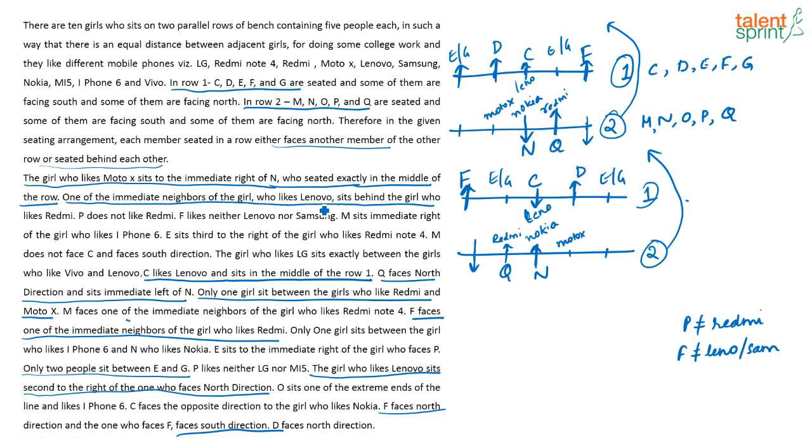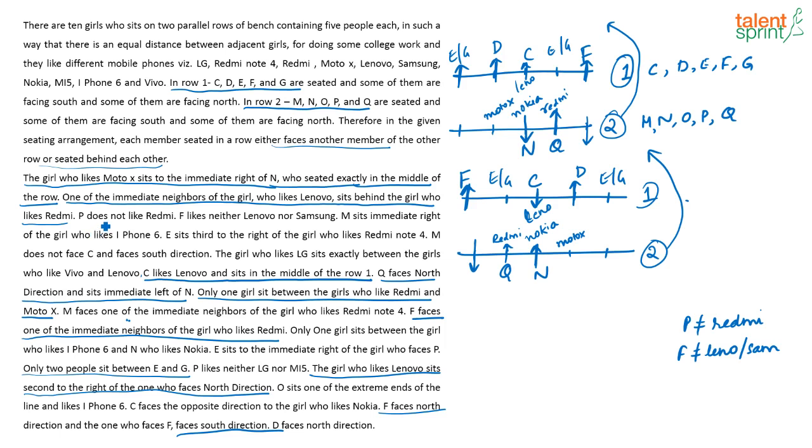One of the immediate neighbors of the girl who likes Lenovo sits behind the girl who likes Redmi. While solving, if we see that C likes Lenovo and sits in the middle of row 1, and had we read this statement immediately, we could have placed row 2 in front of row 1. For now, since we have started solving till here, let us just continue this way. Anyway, which row is in front or back, I don't think that is a big issue for now. Let us try to get the arrangement.